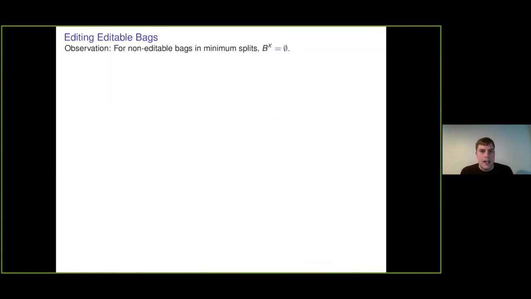Okay, and now we can observe that if we have a non-editable bag and we have a minimum split, then this fixing set is always empty. And if we have a minimum split, where bag B is not editable and intersects only the component C1, like in the previous slide, then B1 of the resulting bags is equal to B, and B2 and B3 are subsets of the separator X. And because of this reassignment, this holds for all bags in the subtree below this.